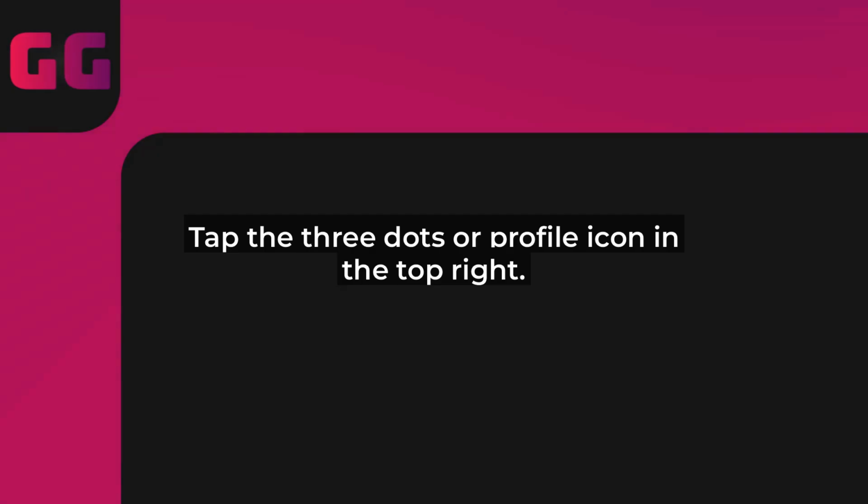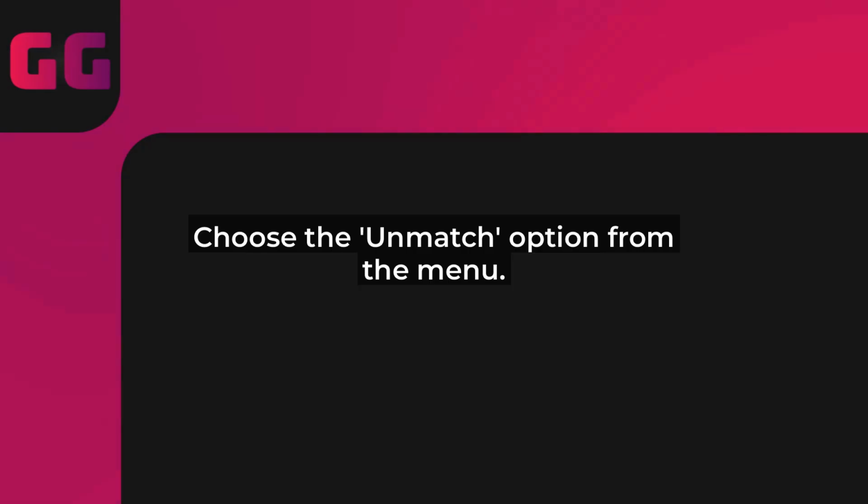In the 2025 update, Tinder has made safety a priority, so you'll see a menu pop up with choices like Unmatch or Report. Go ahead and select Unmatch. A confirmation prompt will appear, asking if you're sure. It's there to prevent accidental slips. Just tap Yes or Confirm, and poof, you're unmatched. It's that easy, but let's talk about why this matters.